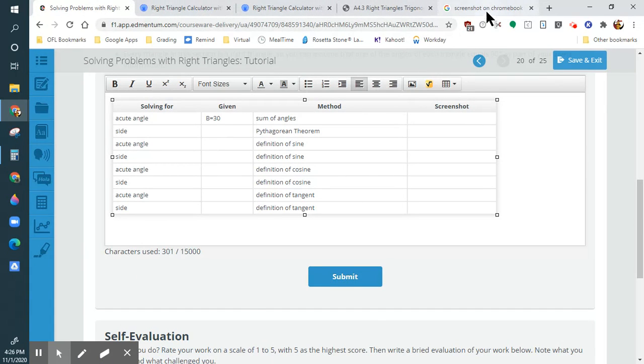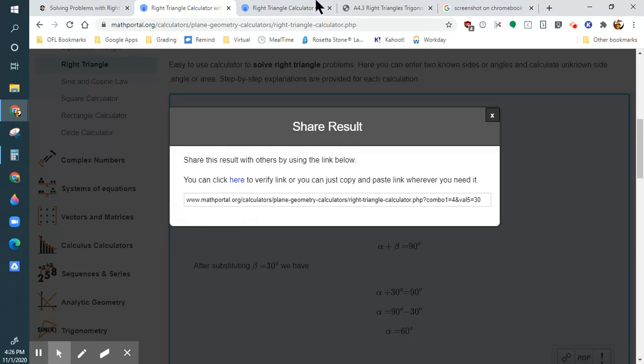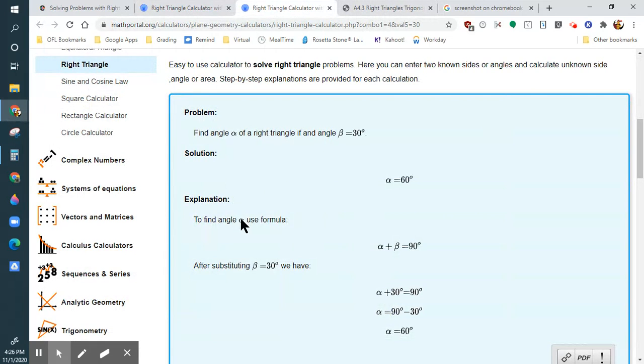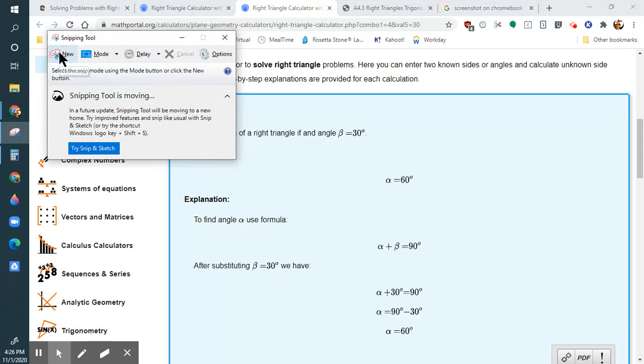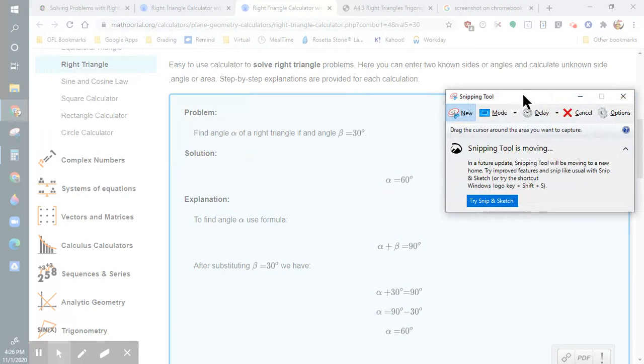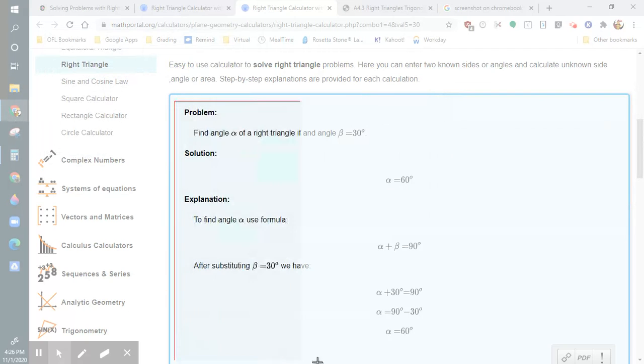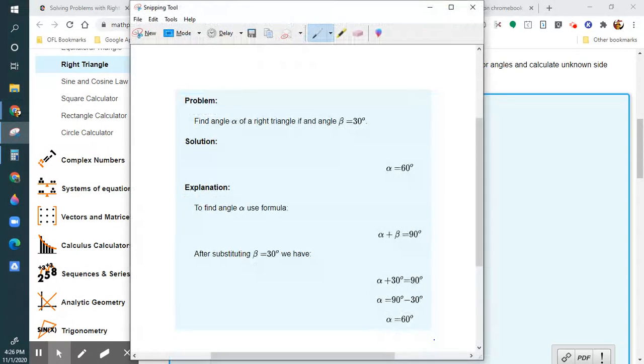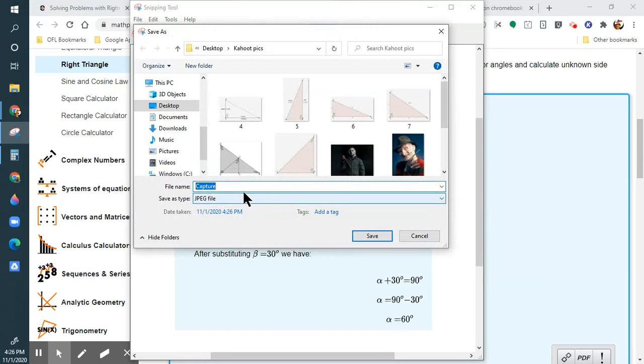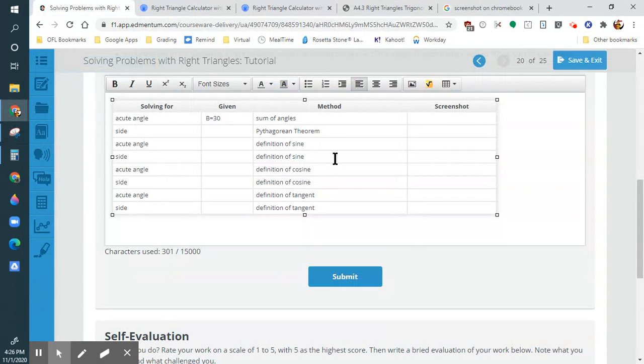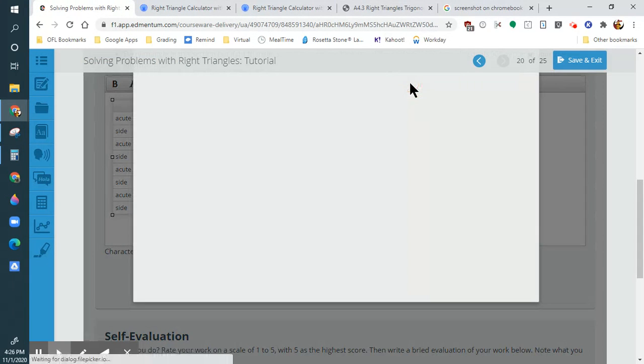I'm going to use my snipping tool to make this easier, because my snipping tool just makes this so much easier to do. I'm going to grab this. Here's my problem. I'm going to save this. Call it capture one. You guys can see the Kahoot pictures I use. So capture one. And I'm going to insert my image.